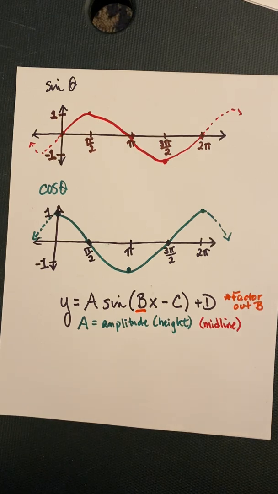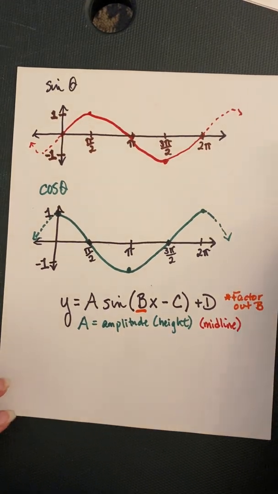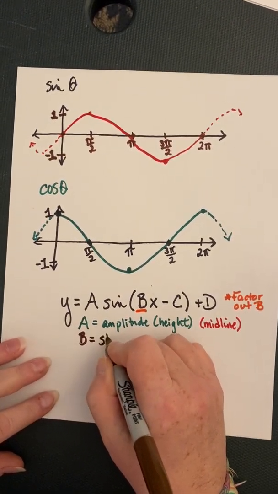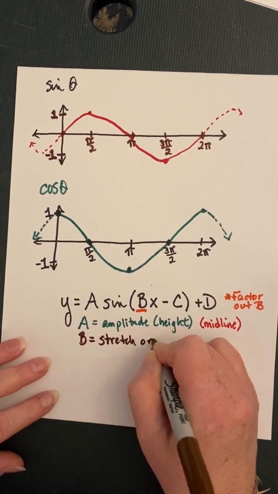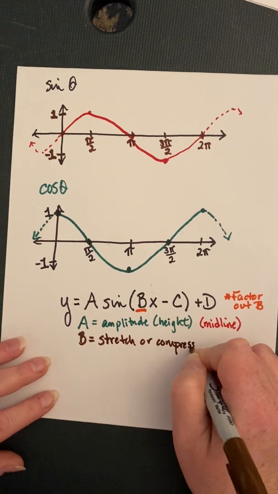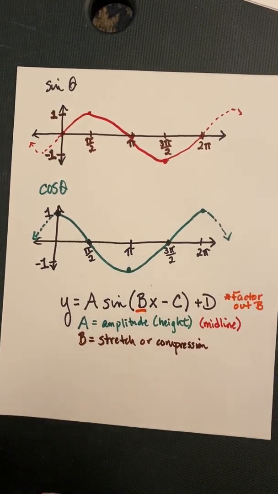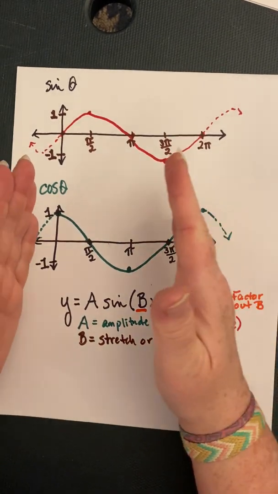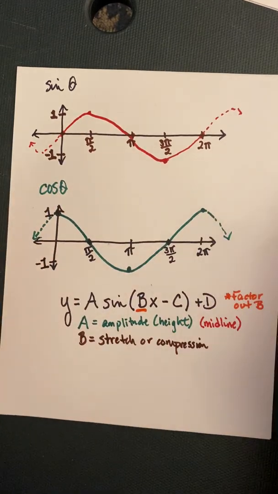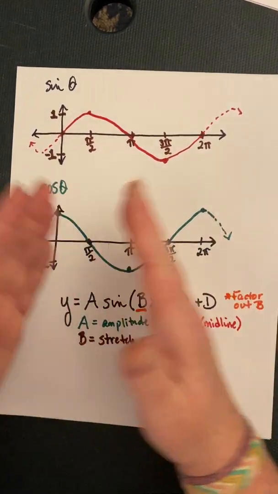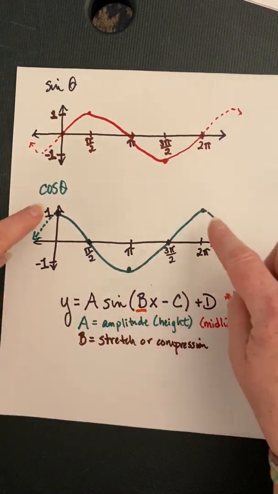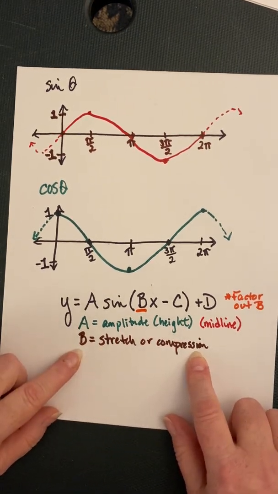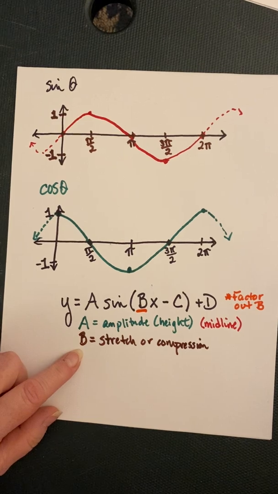Okay? The next part here is the B, and the B is about stretch or compression. That's really difficult to manipulate, so we're not going to really worry about what that looks like on a graph. But again, it means this thing is getting skinnier or it's getting wider, spreading out or getting skinnier within the same period. But really, that is more dependent on the period, which we're going to talk about in one more second.